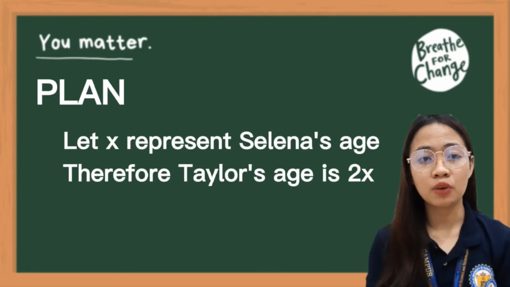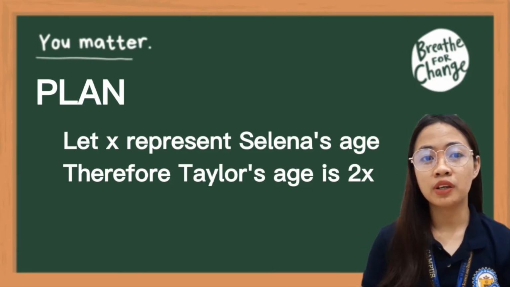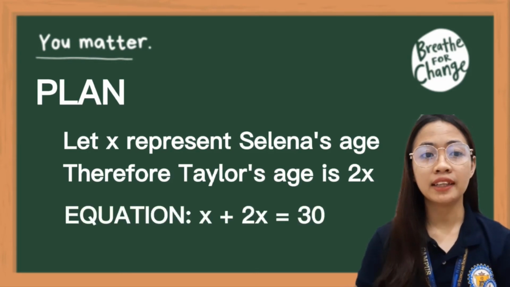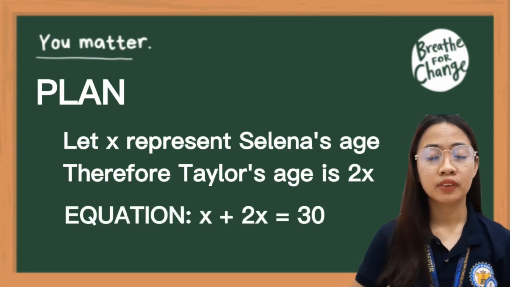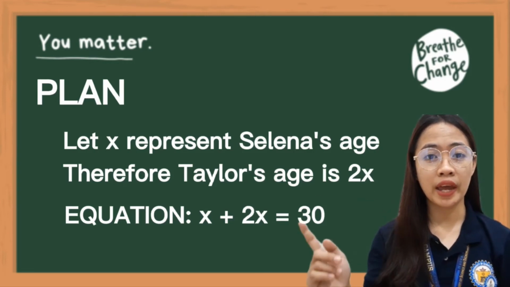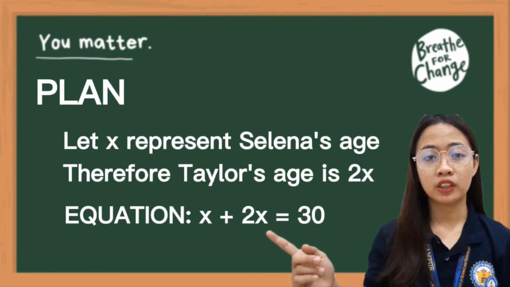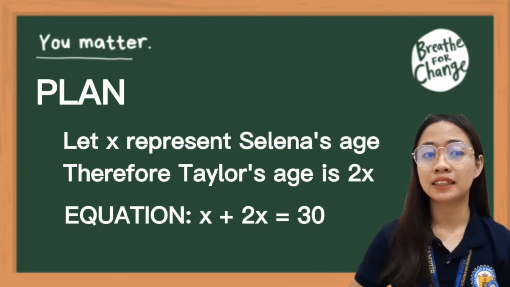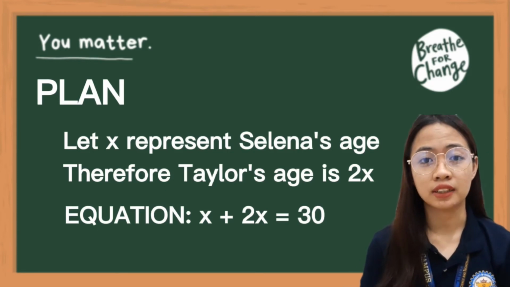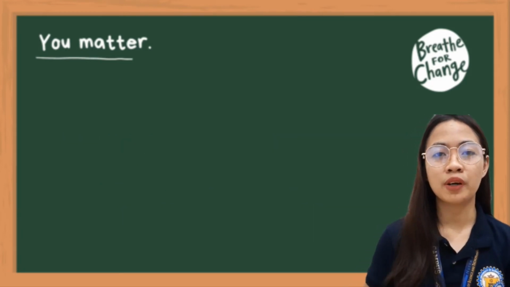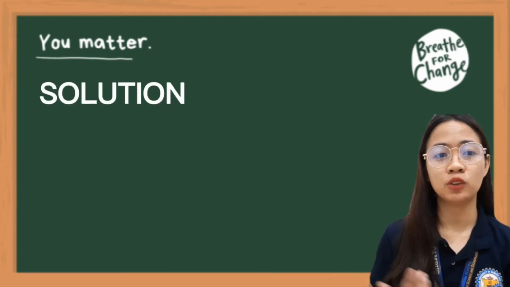With that, we have our equation that leads us to find the answer. So our equation will be x plus 2x is equal to 30, as it said in the problem, 30 is the sum of their ages. Now, we proceed to our last step, which is the solution.